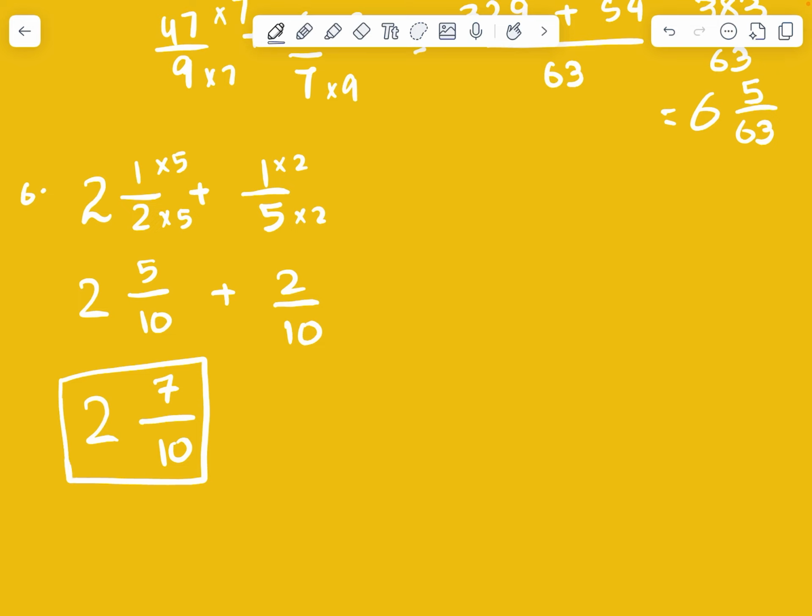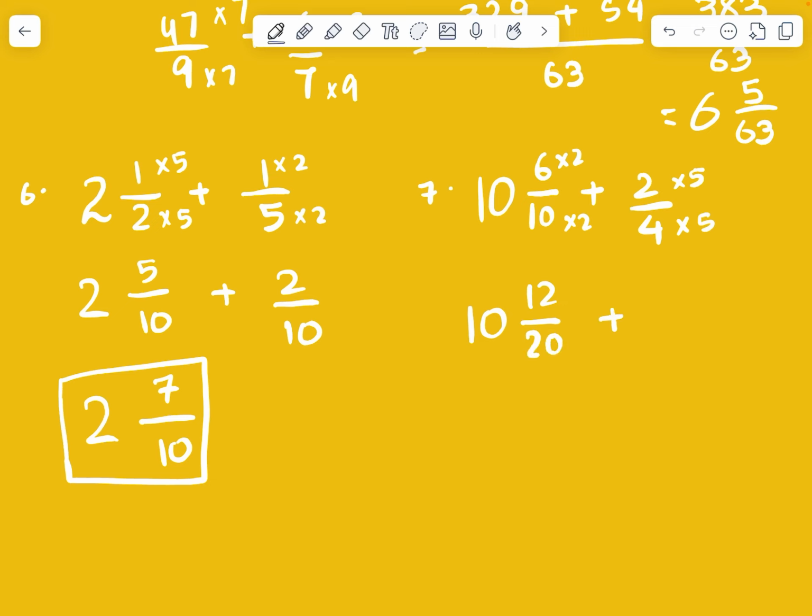I have one more question. I know I said this was last, but let's just do one more question. 6 over 10 plus 2 over 4. Again, you could do 5, 5, 2, 2, because your least common multiple in this case would be 20. That's 12 over 20 plus 10 over 20. That's 22 over 20.